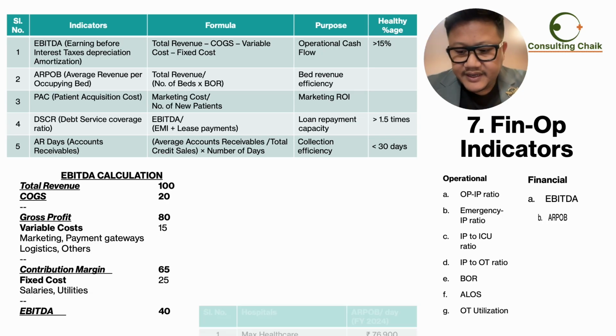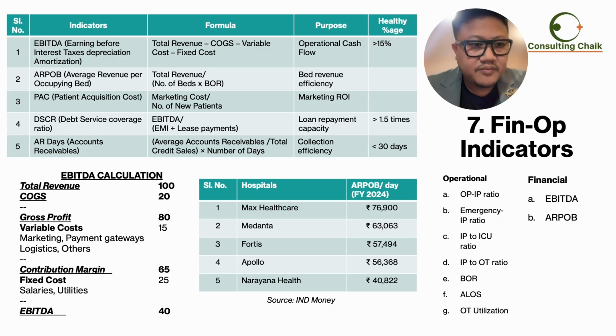And then the next important indicator is your RPOP. RPOP is average revenue per occupying bed. So RPOP is calculated with total revenue in the numerator, divided by number of beds multiplied by your bed occupancy rate. When you calculate total revenue on a monthly basis, you can divide it by 30 or 31, whatever days of the month you have, and then you have the daily RPOP. So this shows your bed revenue efficiency.